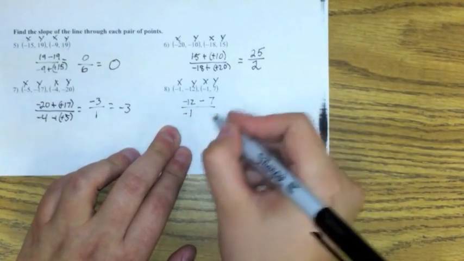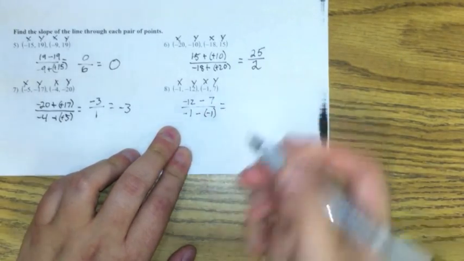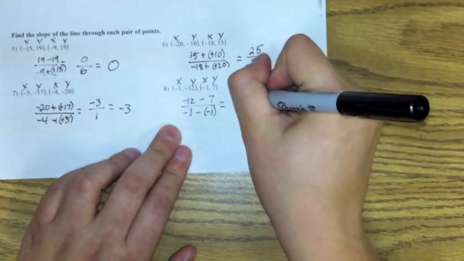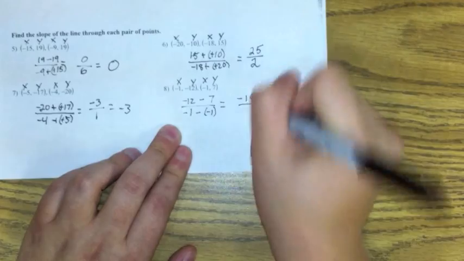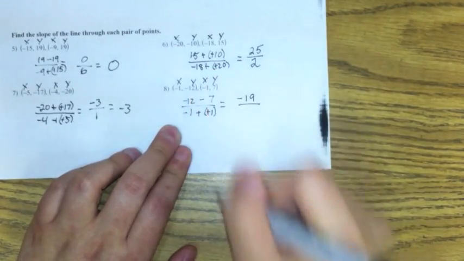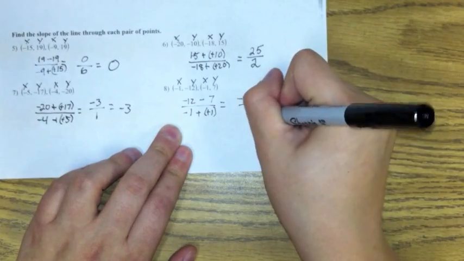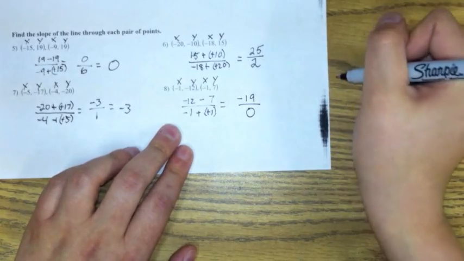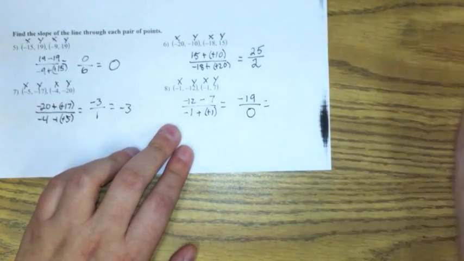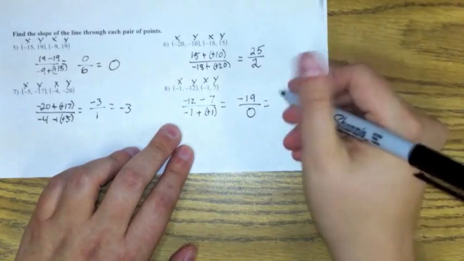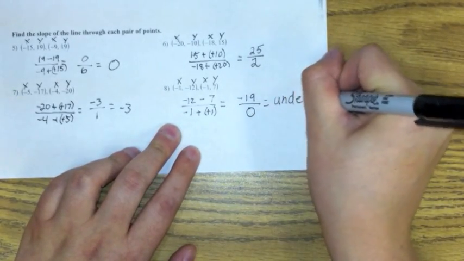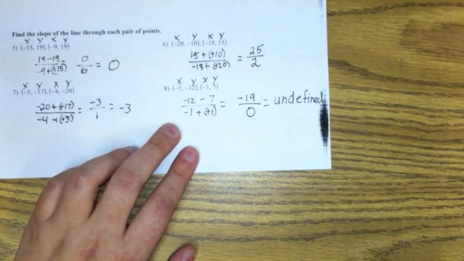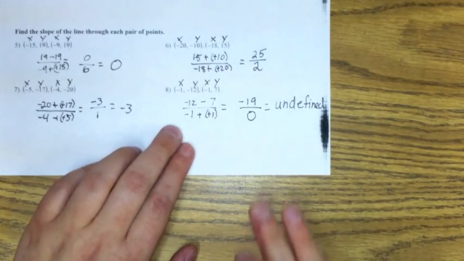Negative 1 minus a negative 1. So either way, guess what? You get the same answer. Negative 12 minus 7, you're going to get a negative 19. Double negatives going on there. Negative 1 plus 1 gives you 0. Okay, warning signs should be going off. You are never, ever, ever allowed to divide by 0. Even if you type it in your calculator, it'll say an error. This is also known as undefined, which is your vertical line. Okay? So that's it about slope. Just make sure that you're doing your homework.